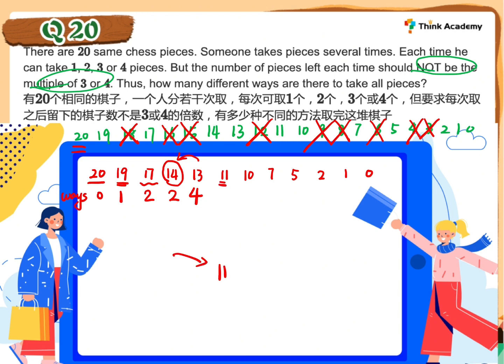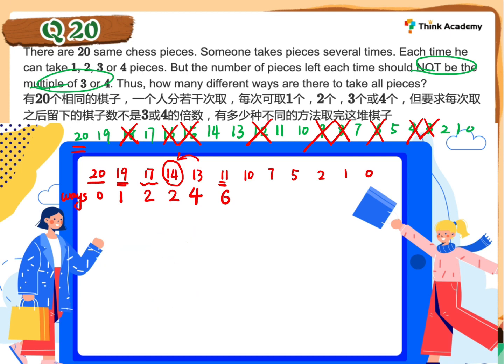Okay, so for 11, think about it. 11 can get from 13. 13 minus 2, right? Also can from 14. 14 minus 3. Okay, that's 4. Because you only can take 1, 2, 3, 4 pieces, right? So you cannot start from 17. 17 need to minus 6. Yeah, it's over. So you cannot do it like that. So you have 2 sources, right? And 13, you have 4 ways. And about 14, you have 2 ways. So for 11 pieces, you have 6 ways.